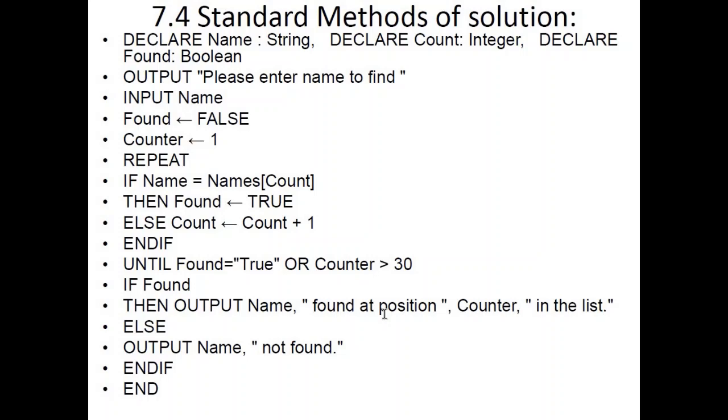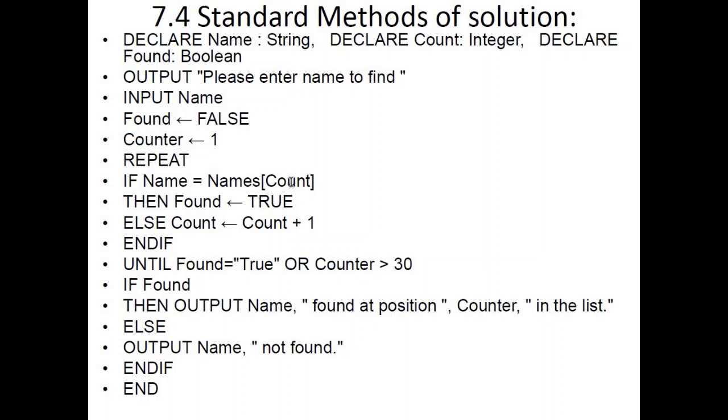Declare name as a string, count as integer, and found as boolean. You have to initialize these three variables. You can use marks instead of name if you are dealing with a numerical array, or you have to search a numerical list. Otherwise these three would remain the same. We are going to display a message, "Please enter the name to find", then input name. Found would be false, counter would be 1.